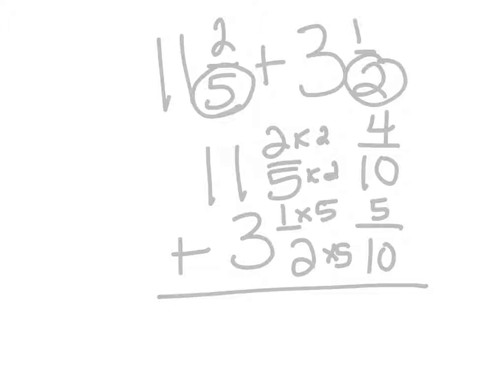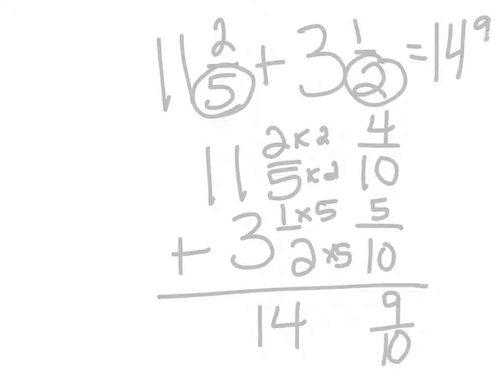Since they're common, I can now add the numerators together and keep the denominator the same. So now I have 4 plus 5, which will give me 9. 10 remains the same, that is the denominator. And then I come over here and I add my whole numbers together. I have 11 plus 3, which gives me 14. So the answer to my problem of 11 2/5 plus 3 1/2 will be 14 9/10.